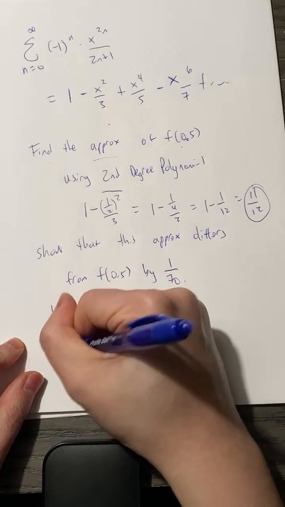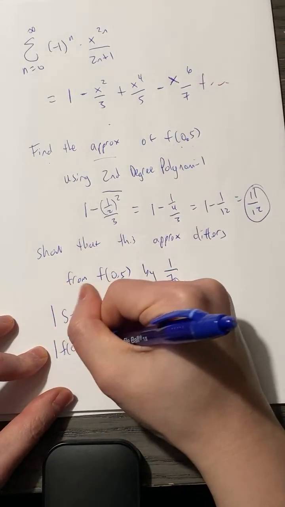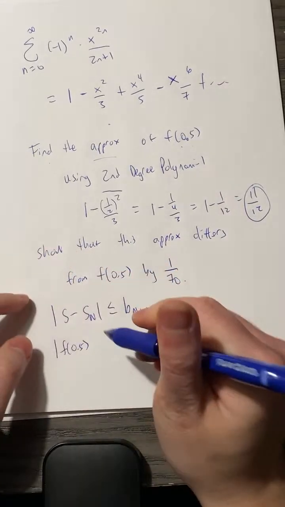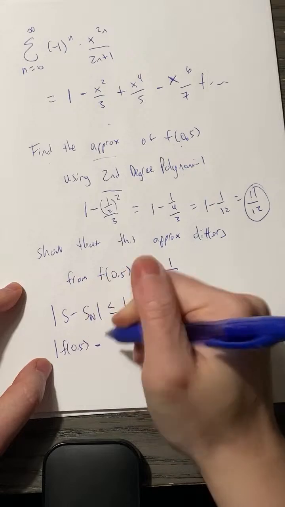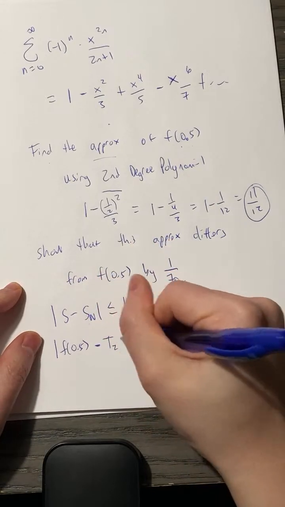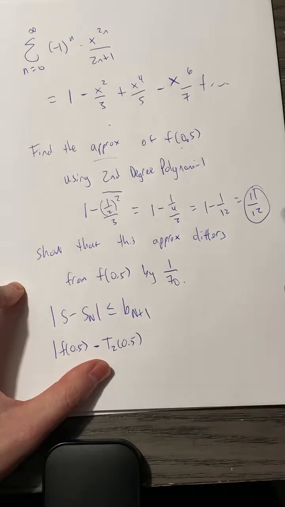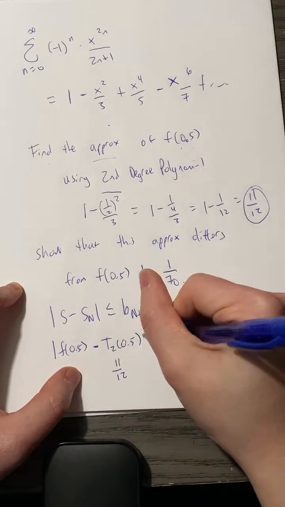S is the impossible thing, the sum of infinite things. So that's f of 0.5. I don't know if they would count off if you didn't write what each of these things are, because S minus Sn less than Bn plus 1 has no meaning if you don't have any values to it. But Sn will be the T2, meaning that we plugged 0.5 into the second degree Taylor polynomial. It is this approximation, so it's 11/12 actually, so you could have written that instead.